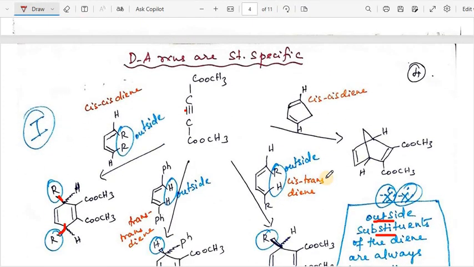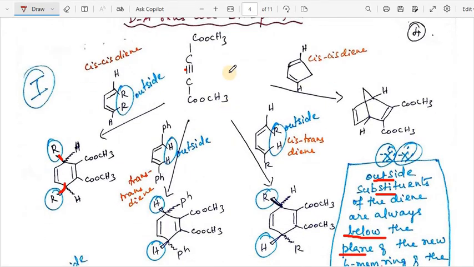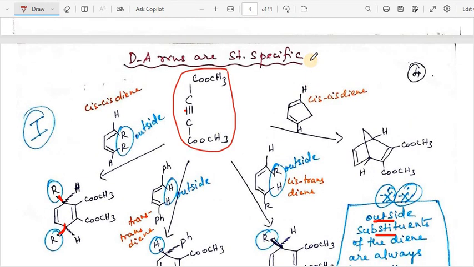Diels-Alder reactions are stereospecific in nature. Now let us see some examples for the stereospecificity of the Diels-Alder reaction. Now let us take one dienophile. See, this is one dienophile we are taking, and here we are taking different types of dienes, and we are checking the stereospecificity here. See, this is the dienophile.